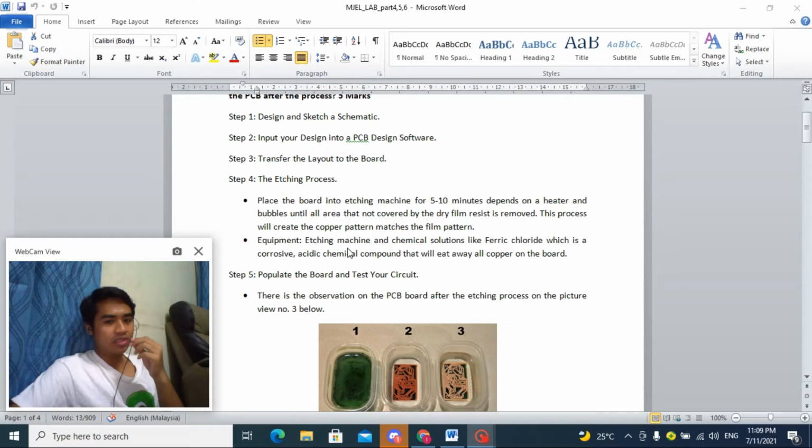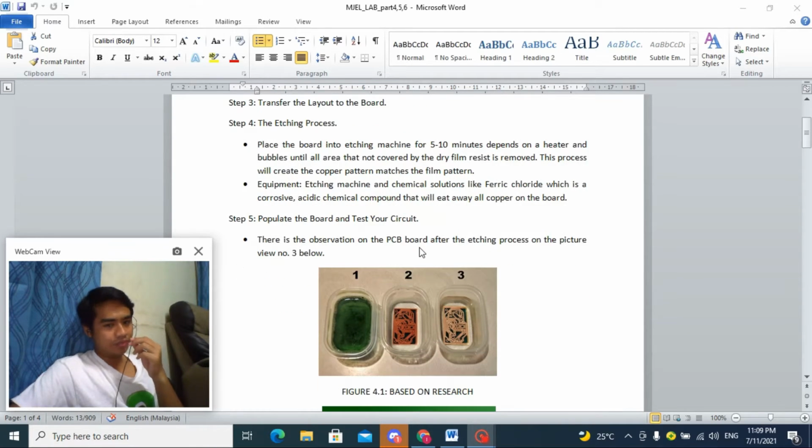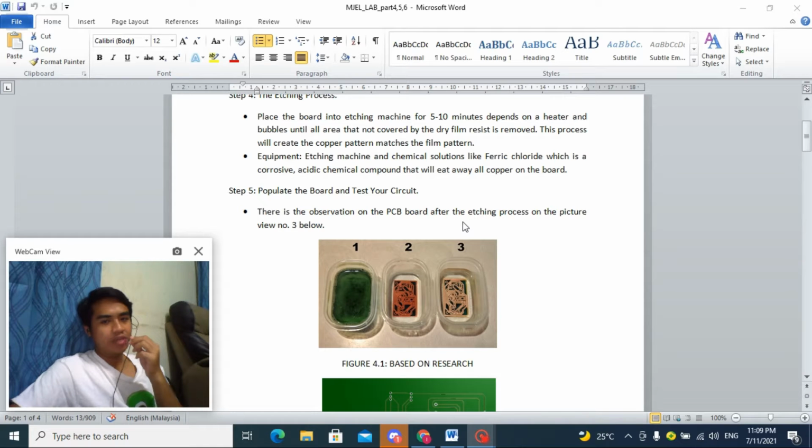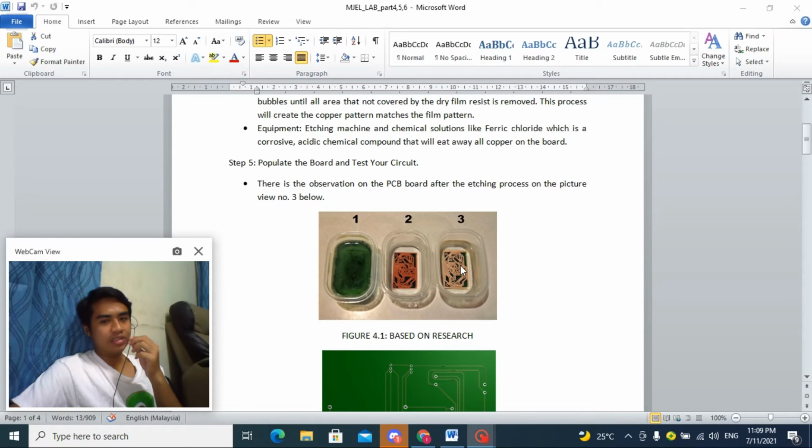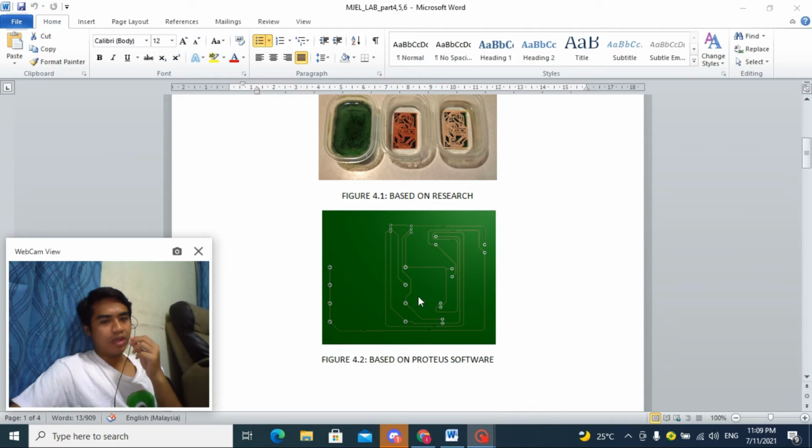For the equipment, it is an etching machine and chemical solution like ferric chloride, which is a corrosive acidic chemical compound that will eat away all copper on the board, which we have from the explanation from the doctor and with that video that he showed. Okay, there is the observation on the PCB board after the etching process on the picture view, which is number 3 below, in this figure 4.1 based on research. And then there is the figure 4.2 based on Proteus software that we did.